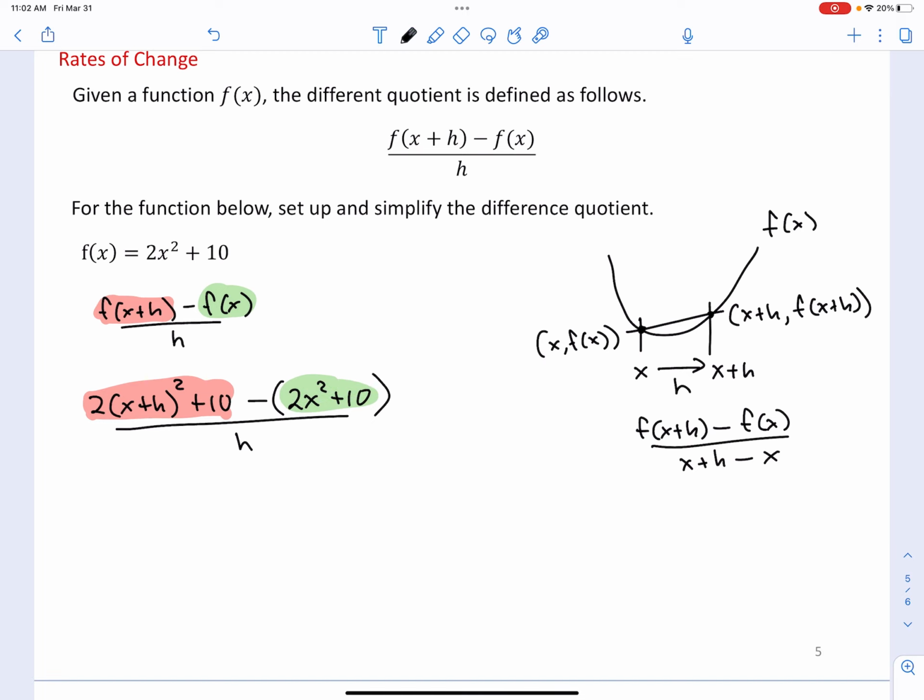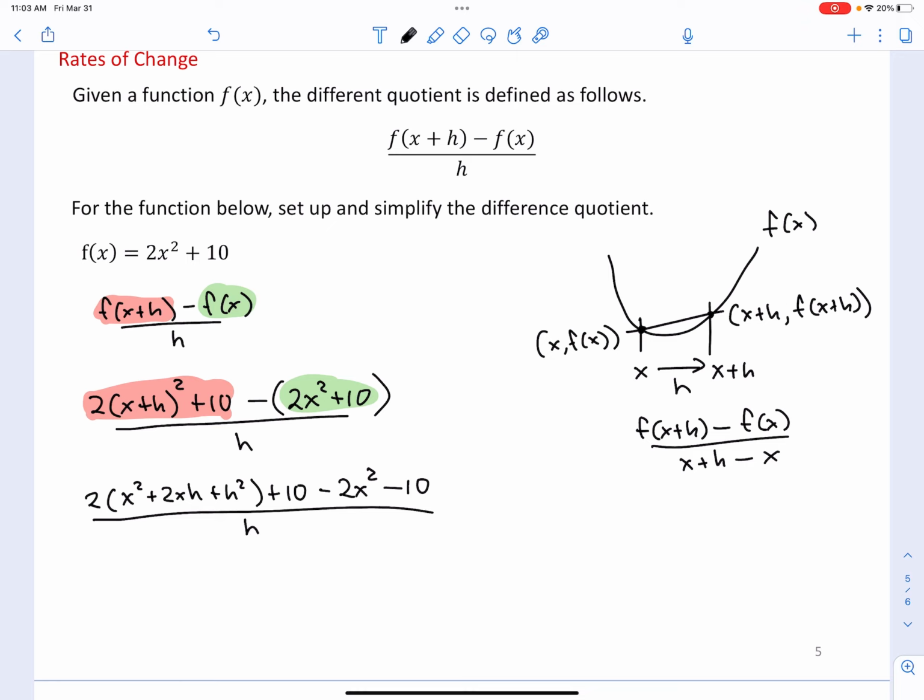Okay, now we're going to do a couple things here. We're going to FOIL x plus h. That's going to give me 2, and then foiling x plus h, we get x squared plus 2xh plus h squared. I'll leave it to you to FOIL that and confirm that. And then plus 10. And then the other thing we're going to do is distribute the negative across the green. So we're going to get minus 2x squared minus 10. And this is all over an h.